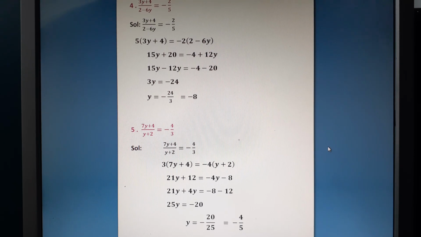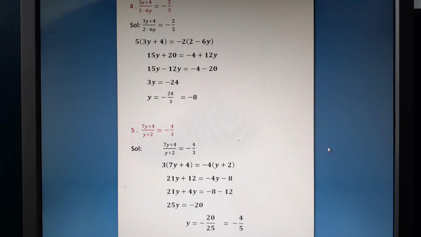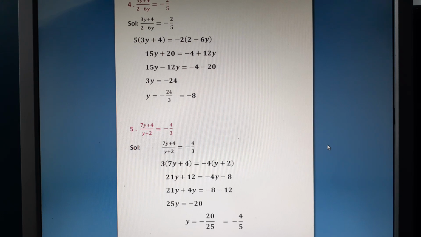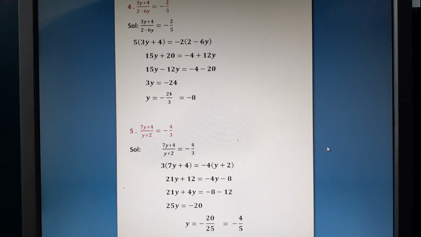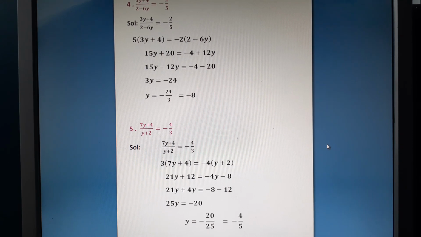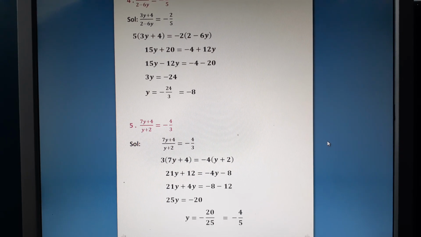Take right hand side minus 4y to left hand side. After that 21y plus 4y is equal to minus 8 minus 12. Also take left hand side plus 12 to right hand side. It changes into minus 12. Now we get 21y plus 4y is equal to minus 8 minus 12. 25y is equal to minus 8 minus 12, which is minus 20. y is equal to minus 20 divided by 25. That is equal to minus 4 by 5.